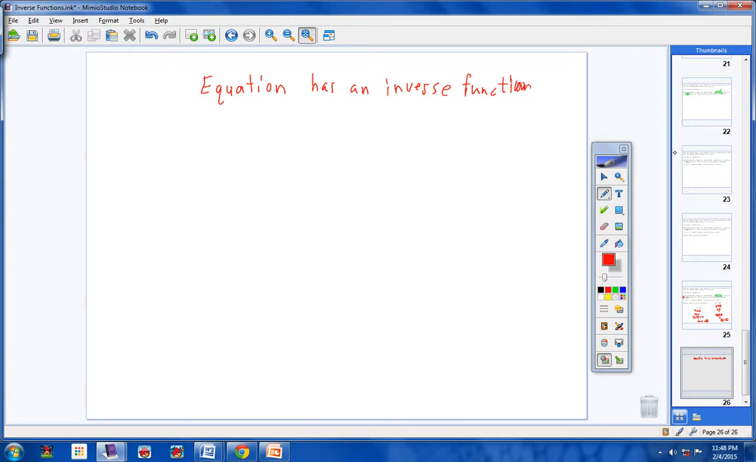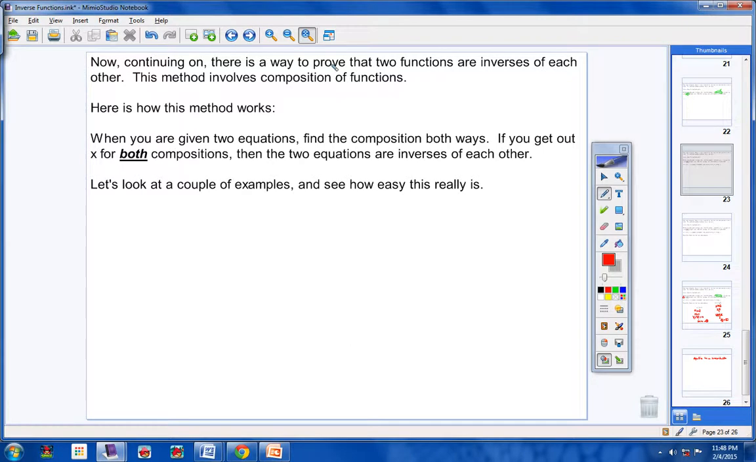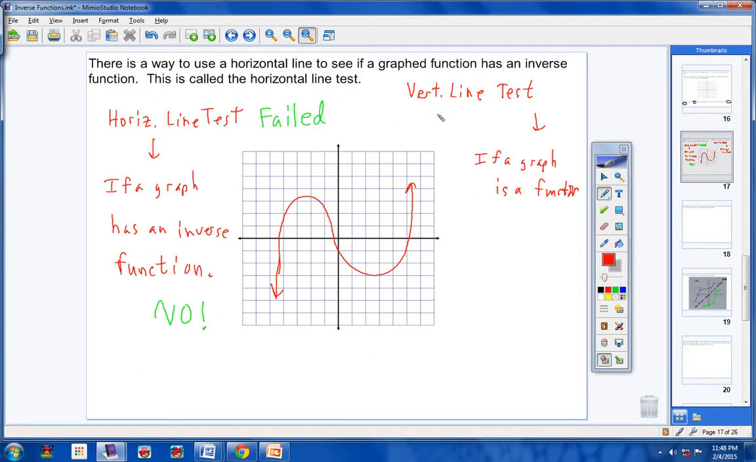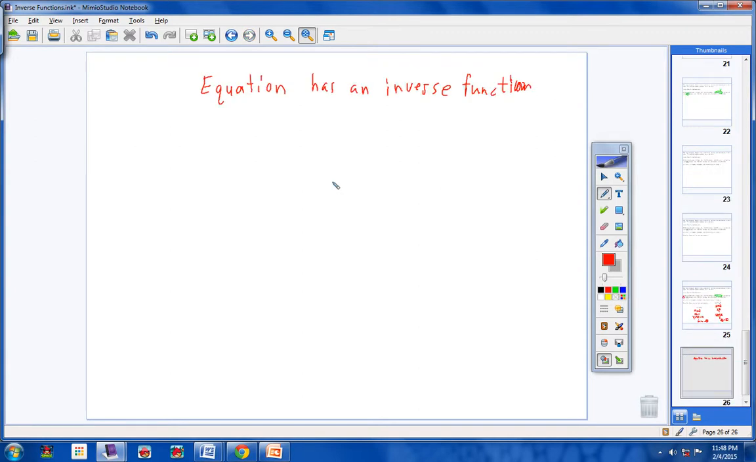Remember how the vertical line test and the horizontal line test were complete opposites of each other? To see if we had a function, we used the vertical line test. To see if a graph had an inverse, we used the horizontal line test. Well, it's going to be the same thing, folks. Let me show you this right here. Pretend we have this equation right here. Copy this down, please.